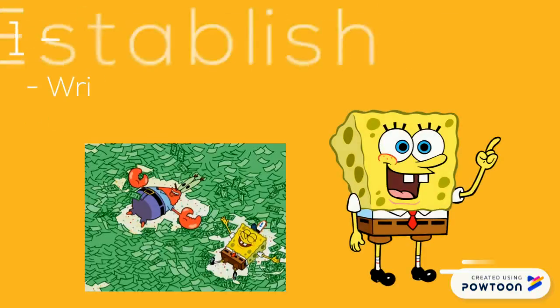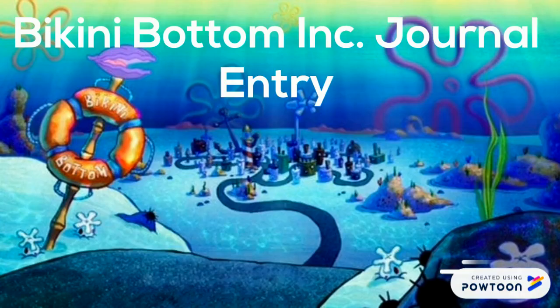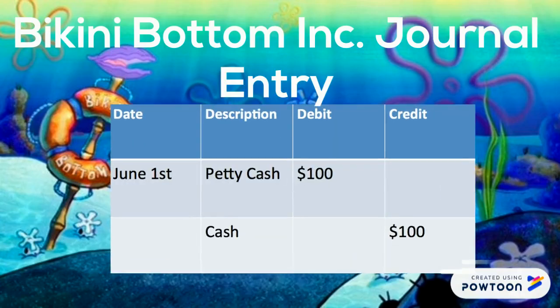This is done by writing a check for the specific amount of the fund. To illustrate this, we record an initial journal entry. Suppose on June the 1st, SpongeBob's Bikini Bottom Company cashes a check of $100 to establish the petty cash fund. In the journal entry, we debit petty cash for $100 and therefore credit cash for the same amount of $100.